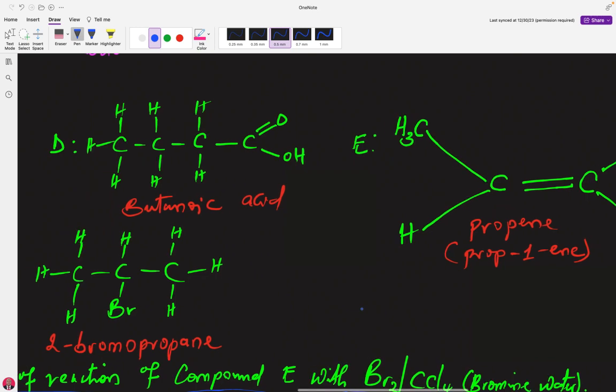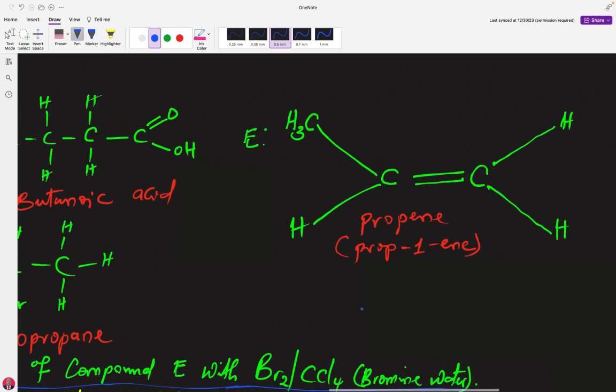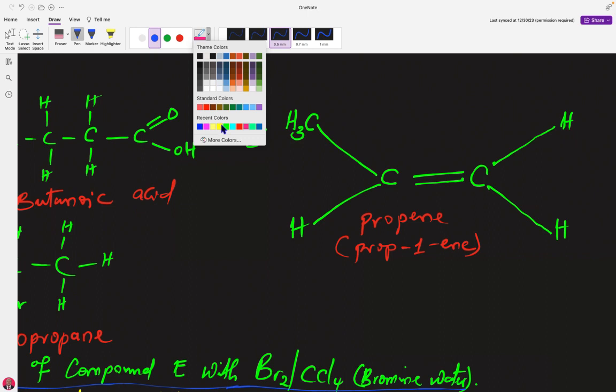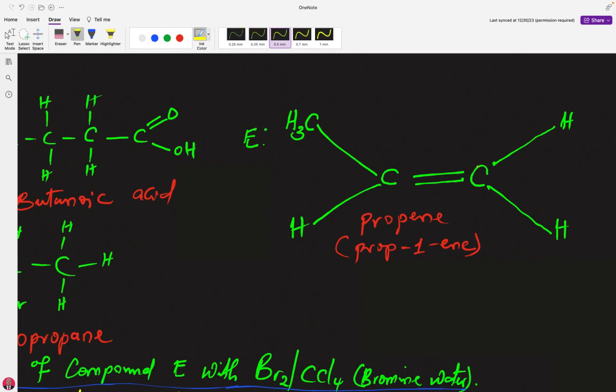If you look at E, the structure is an alkene, which is propene. This is propene. 1, 2, 3. Because there are 3 carbons there and a double bond, we call it an alkene, which is propene. If we want to use the IUPAC system of naming it, this is the first carbon, this is the second carbon, and this is the third carbon.